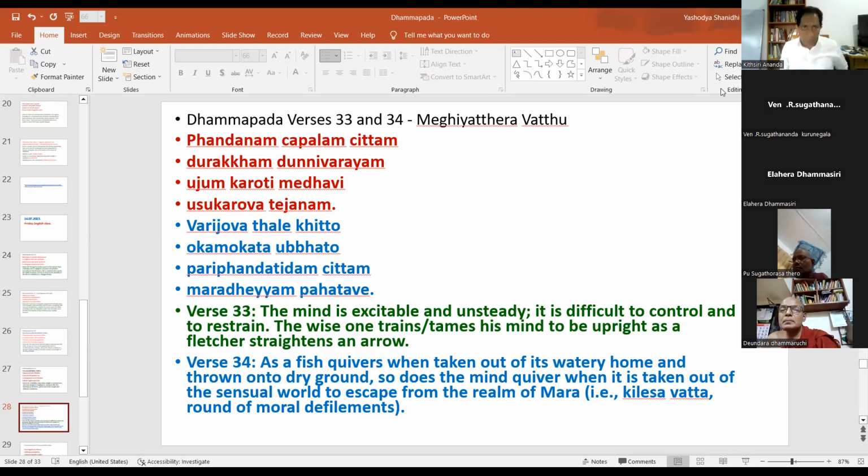Usukaro tejana. Varijova talekitto ukamokata ubbato paripandatidan chittang maradeyang pahatavi.